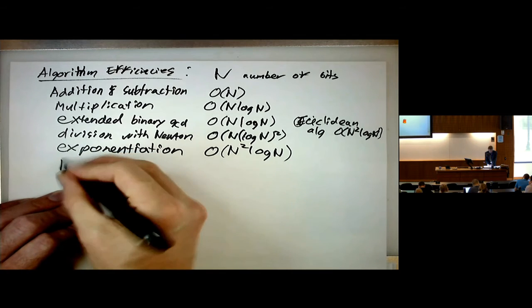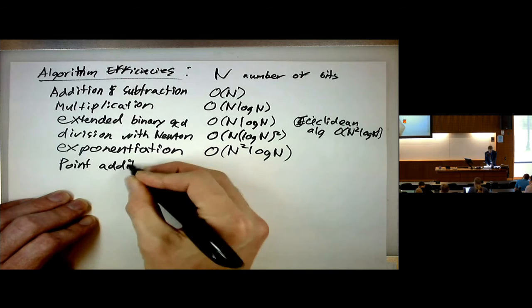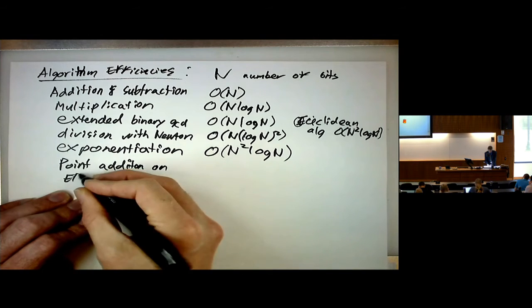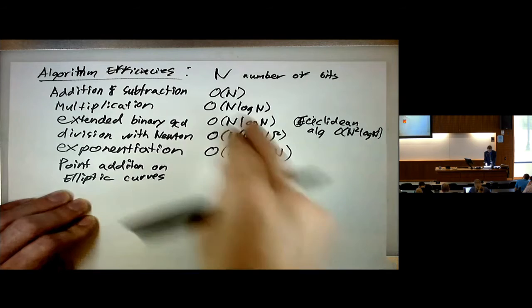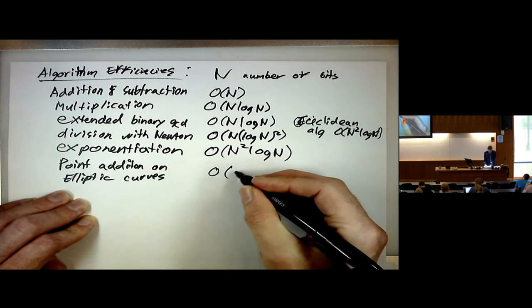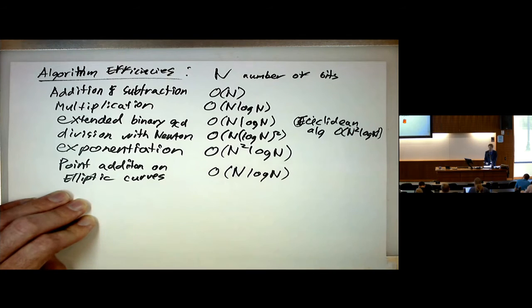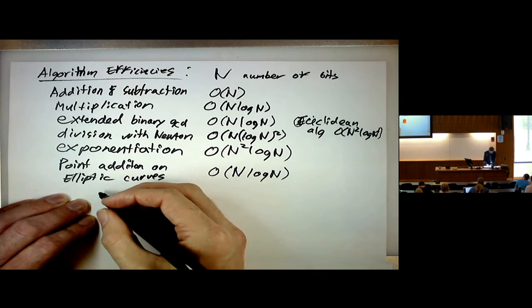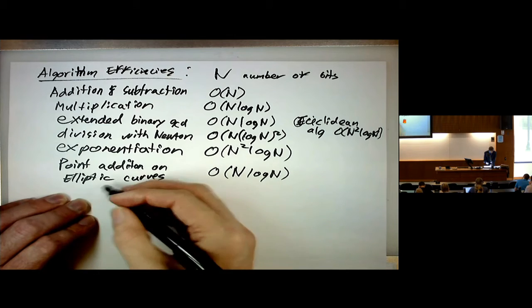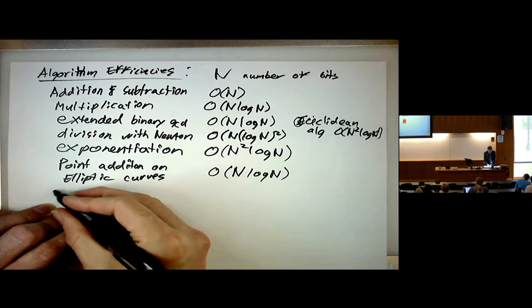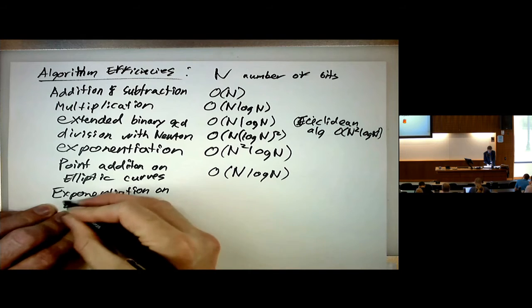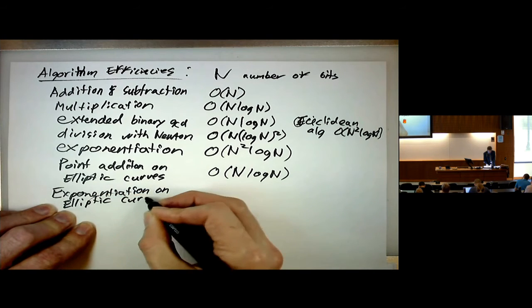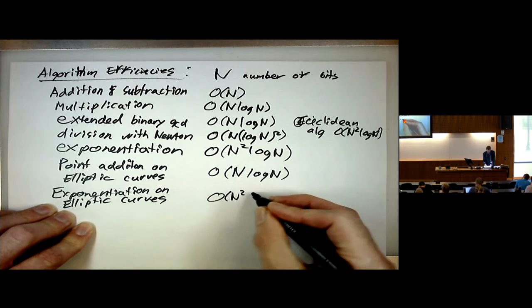Point addition on elliptic curves, without the Koblitz trick, and using the fast Fourier transform, multiplication is the same as ordinary multiplication, with a different constant. And then there's exponentiation on elliptic curves, which is the same as ordinary exponentiation with a different constant.